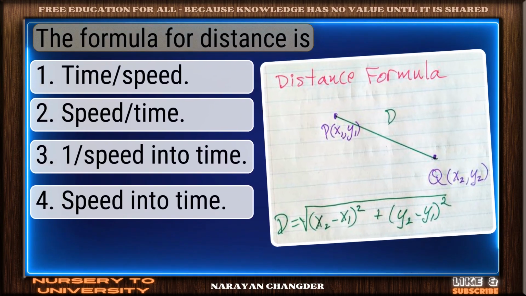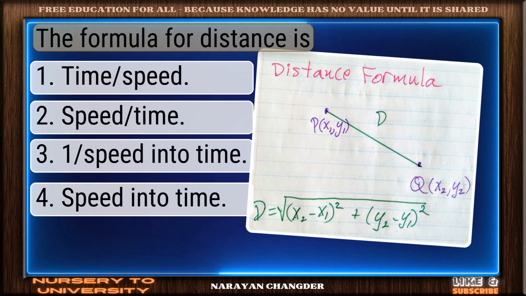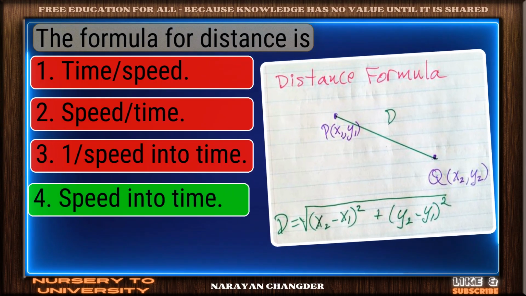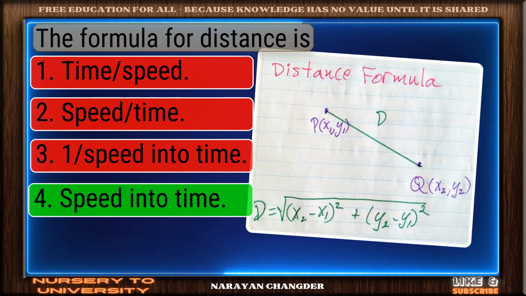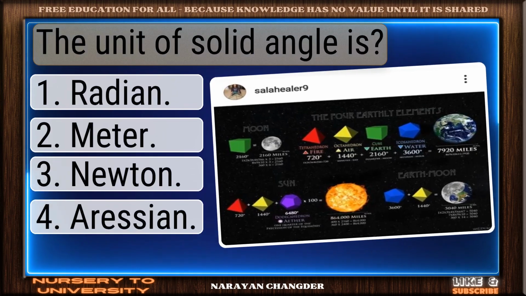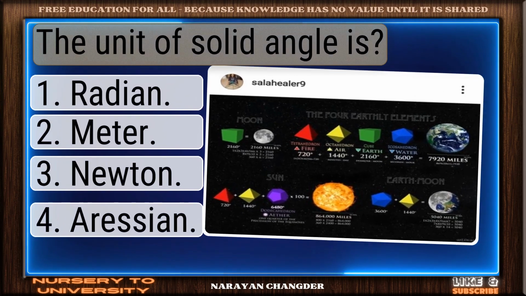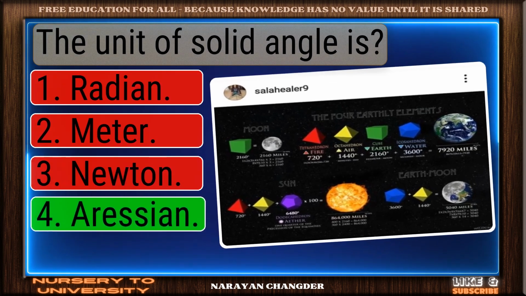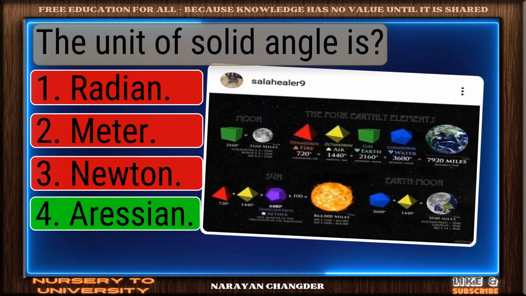Question number 236. The formula for distance is. Great thinking. Speed into time is the right choice. Question number 237. The unit of solid angle is. Good thinking. Steradian is the right answer.